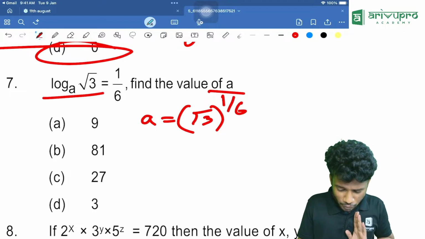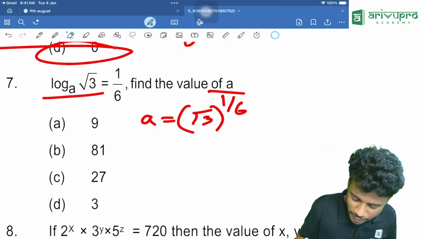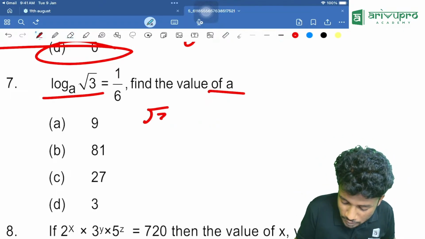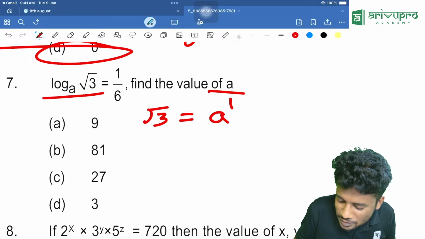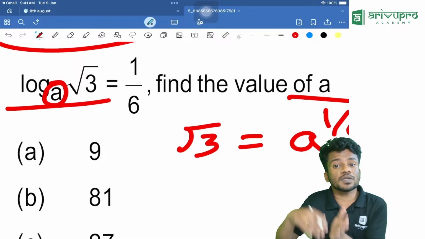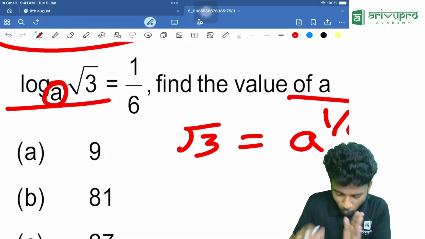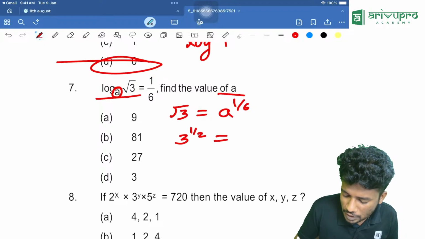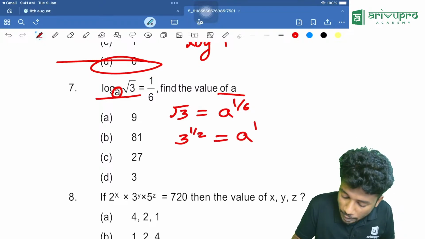Is that the method? You should tell me. No, you should tell me properly. Yes. What is it? We can write it as root 3 is equal to what? A raised to 1 by 6. Always remember that the base will go to the other side, not the value. Okay. Now, root 3 is how much? We can write it as 3 raised to 1 by 2 is equal to A raised to 1 by 6.